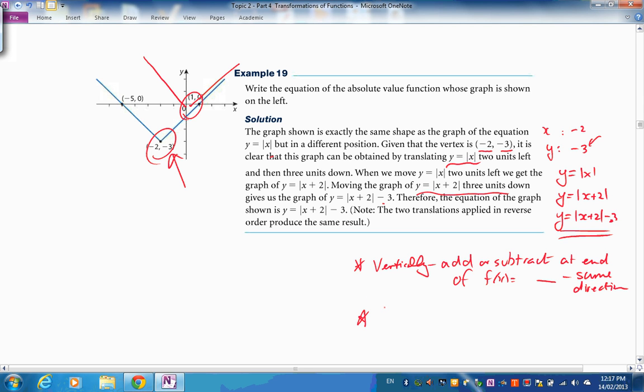If you're moving in the x direction, that's horizontally, again you add or subtract from the x in f of x, and you do the opposite constant to the direction. Okay, trying to put it in words there. So that's what we're doing.